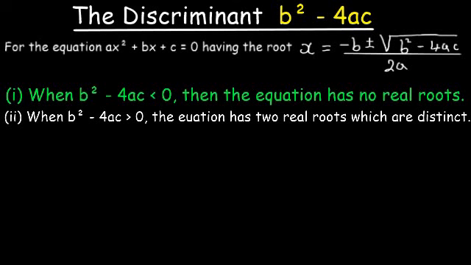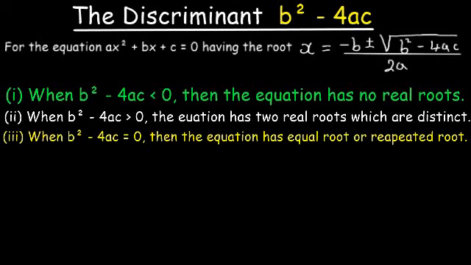Now the next, which is the last one, is when b squared minus 4ac is equal to 0. In this case, you'll be having two equal roots. Yes, it will be two roots, but they are going to be equal to each other, like 3 and 3, or minus 3 and minus 3. You shall have two roots, but keep in mind that they will always be the same once b squared minus 4ac is equal to 0. So those are the basic things you need to know about the discriminant.